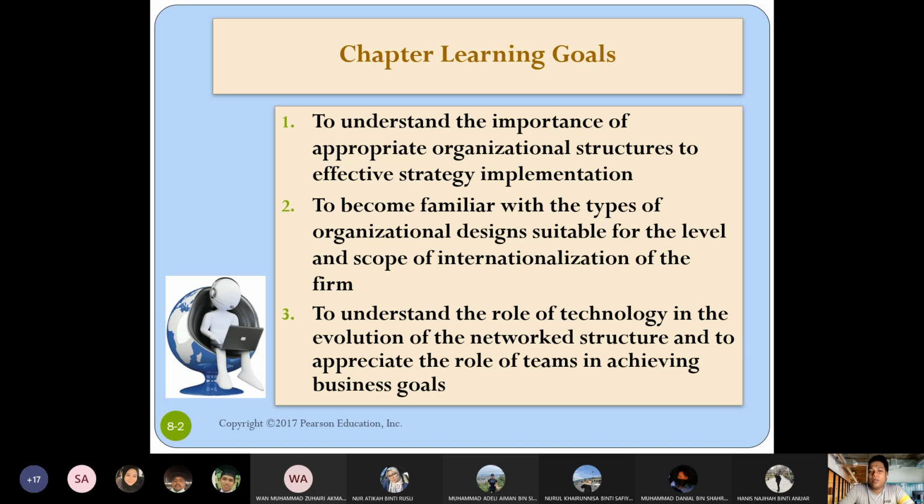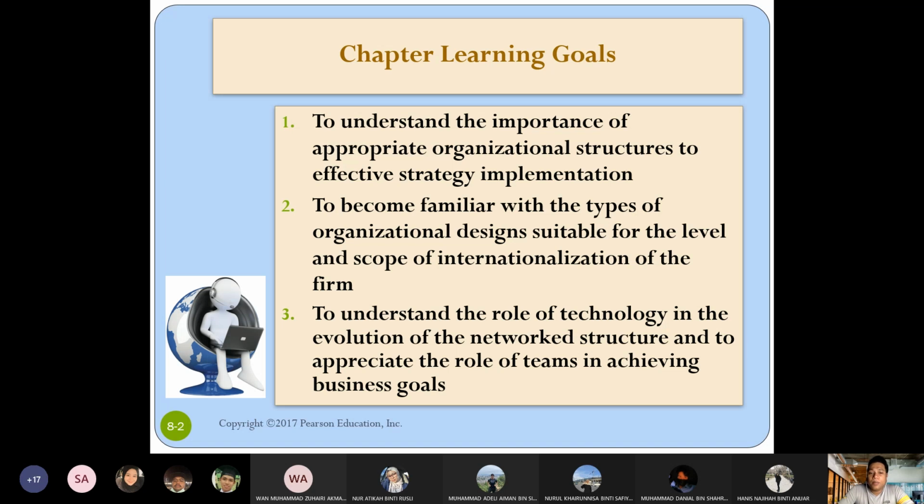The third learning goal from this chapter is to understand the role of technology in the evolution of the network structure and to appreciate the role of teams in achieving business goals. So we try to understand the role of technology, because as we know, if you want to go international, we must have our own system and our own technology.